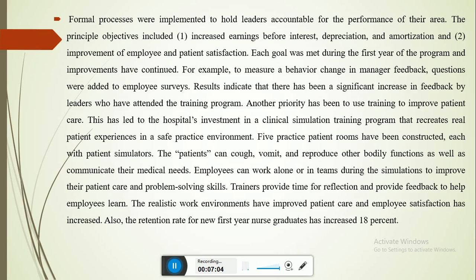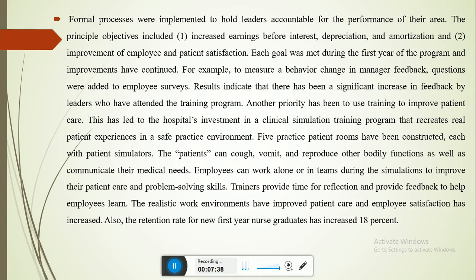For example, to measure a behavior change in manager feedback, questions were added to the employee survey. Results indicate that there has been a significant increase in feedback by leaders who have attended the training program. So you see that they have found this information after the evaluation. So you can see that their training was successful. So those leaders that have joined the program were doing significantly well.